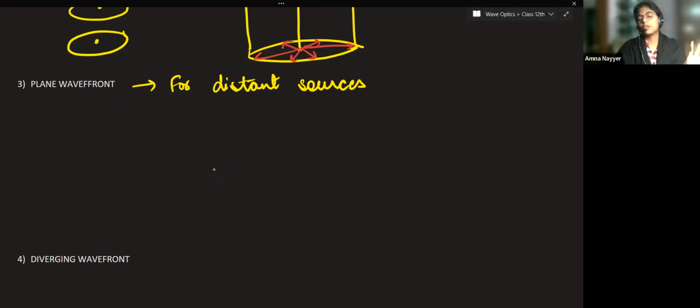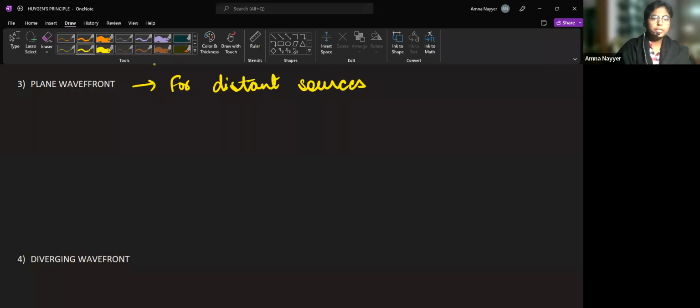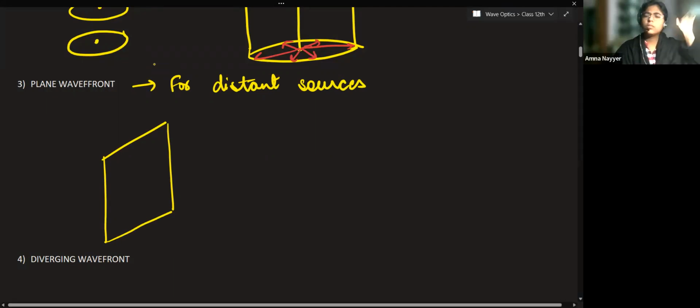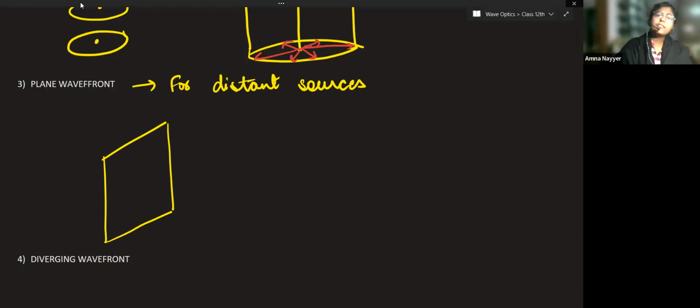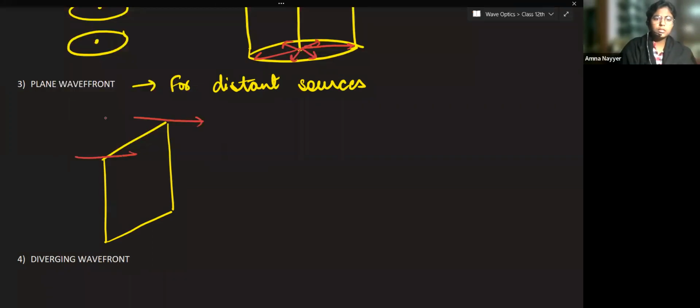These are possible for all the distant sources. So it will lead to formation of a plane wavefront like this, because the point sources are at a very long distance. Now again, if you draw the rays, they will always be perpendicular. So these rays will look somewhat like this. So such types are also formed, which we call the plane wavefront.